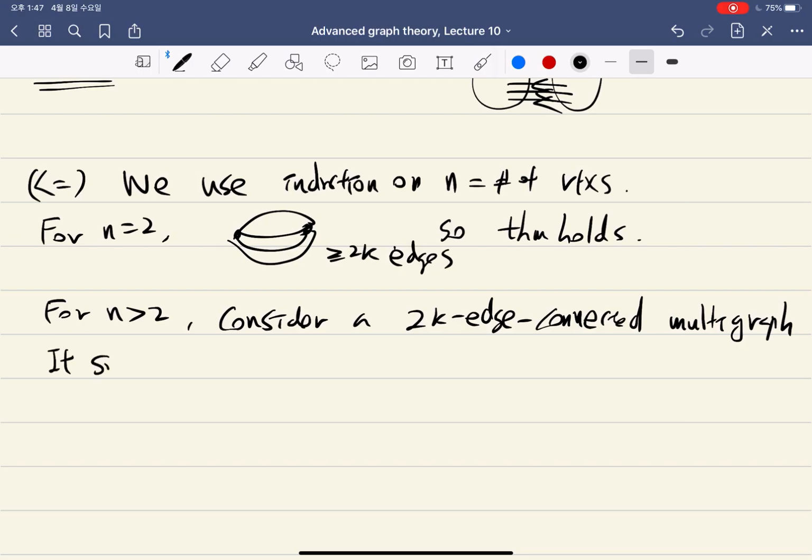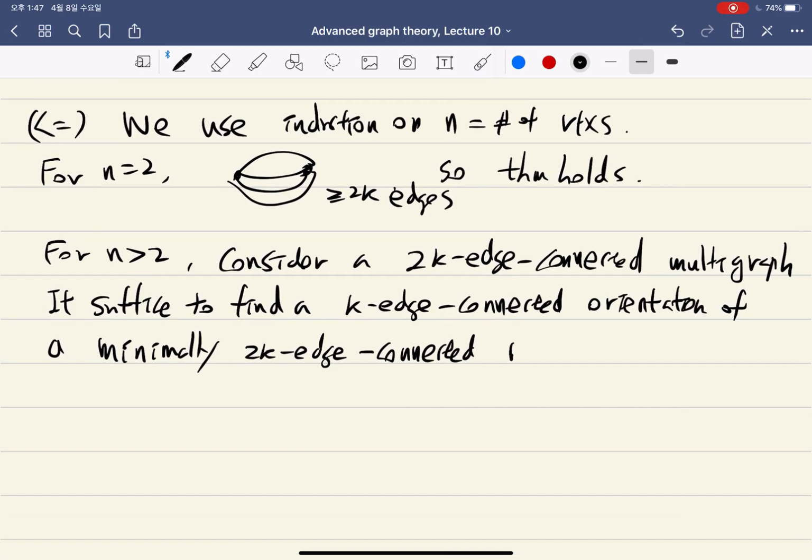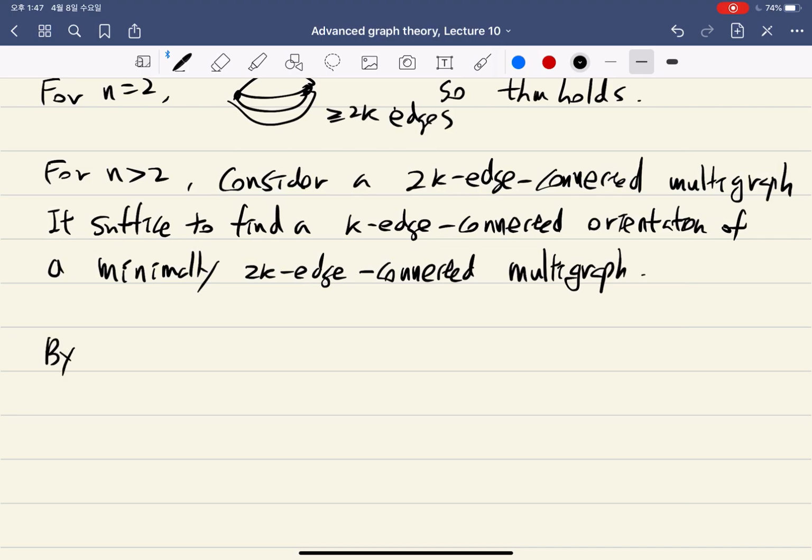And we can just delete some edges, find the orientation, and then add back the deleted edges with an arbitrary orientation. So it suffices to find the kh-connected orientation of a minimally 2kh-connected multigraph. So by the previous lemma, there exists a vertex g of degree exactly 2k.